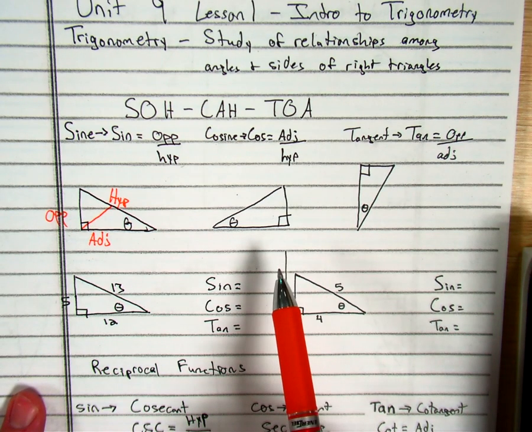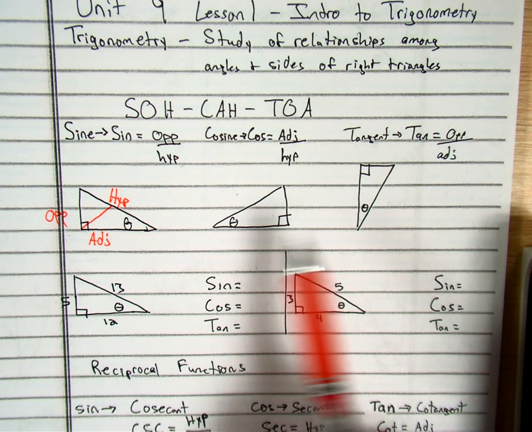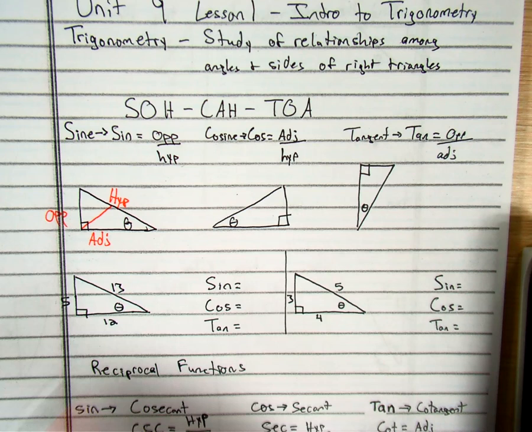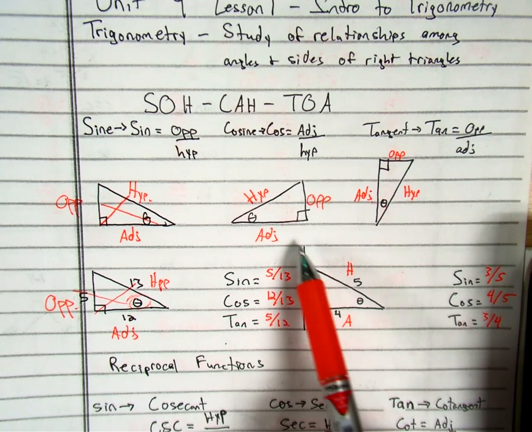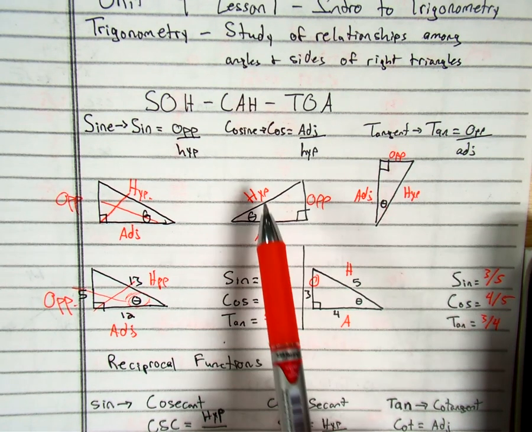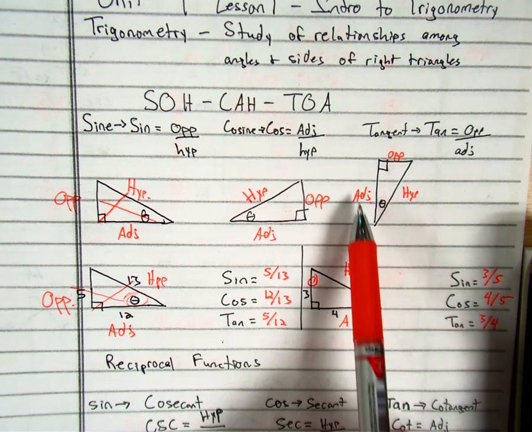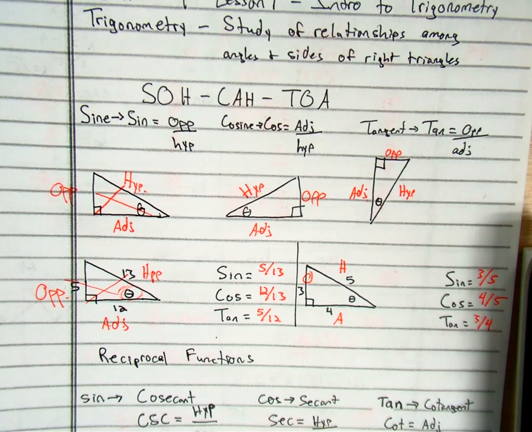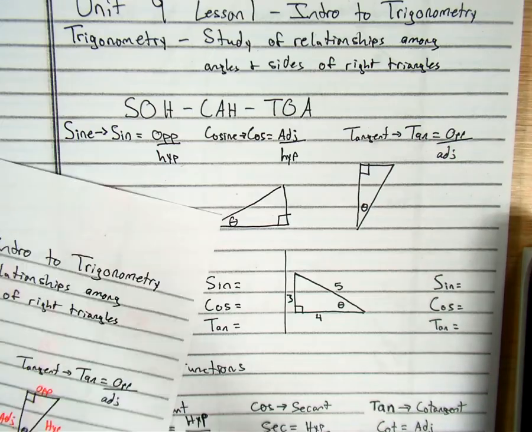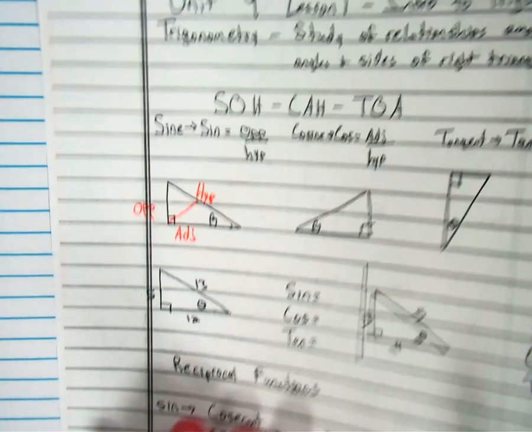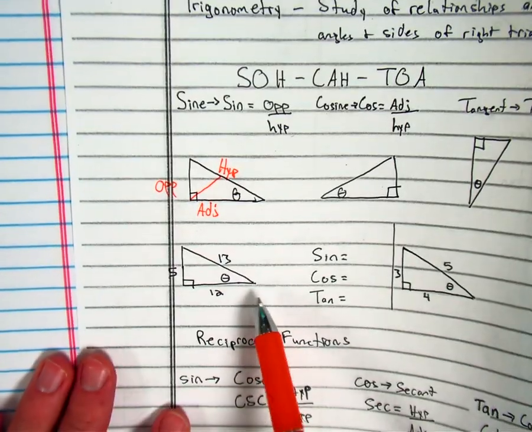Go ahead and push pause and try your luck on those two. Okay, here's what I had: opposite, adjacent, hypotenuse. Good work. Now we're actually going to do them with numbers.